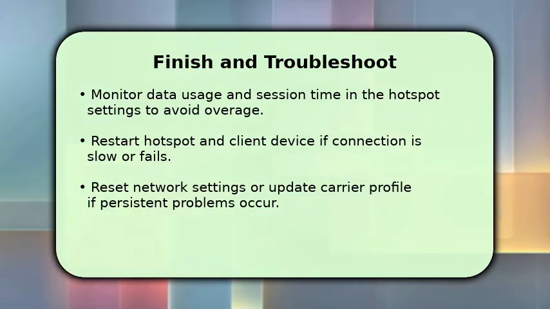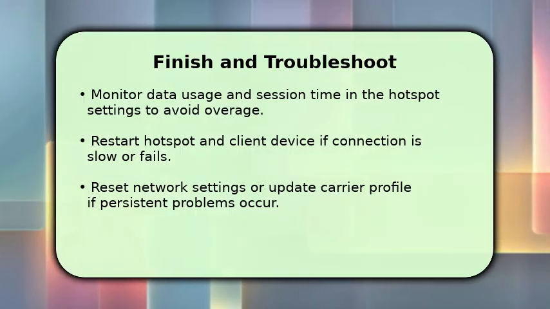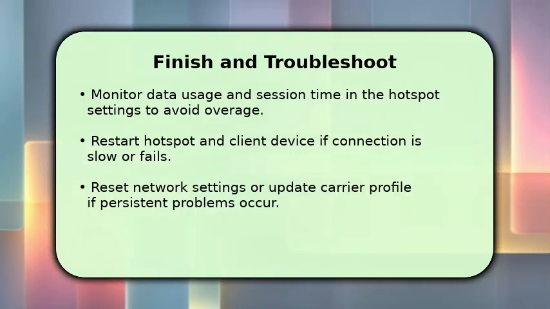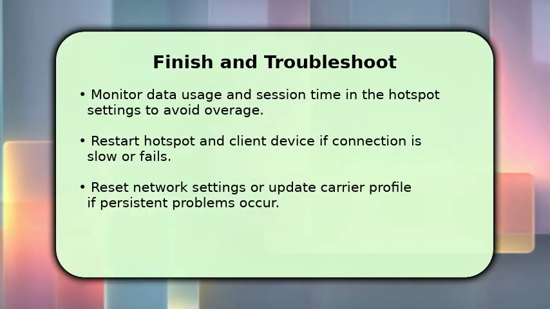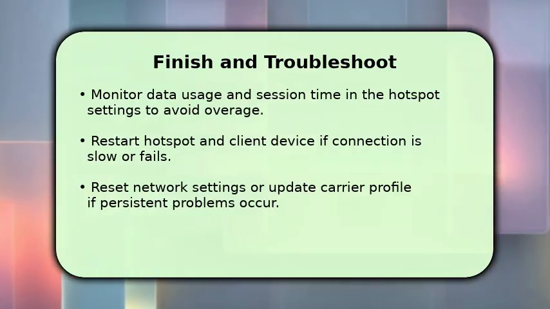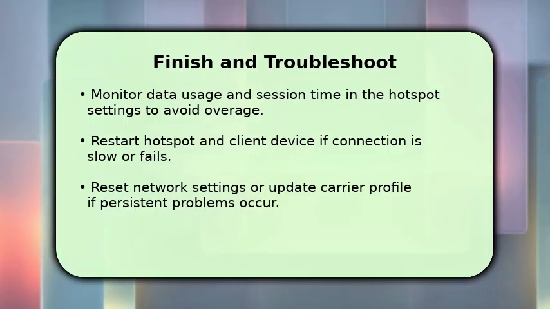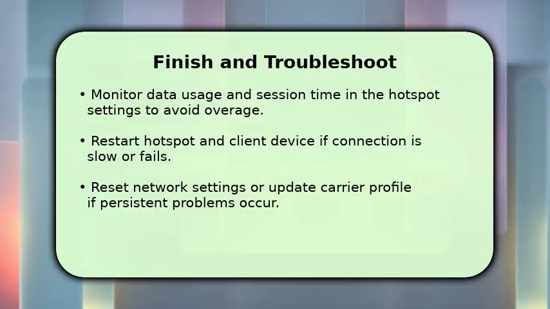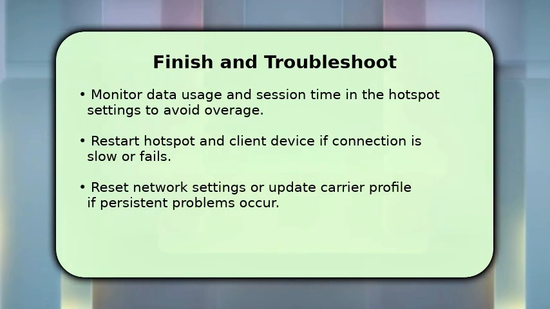If the connection is weak, restart the hotspot and the client device. That often clears routing issues. Make sure your device OS and carrier profile are up to date. If problems persist, reset network settings as a last step and contact AT&T support for account or provisioning issues.